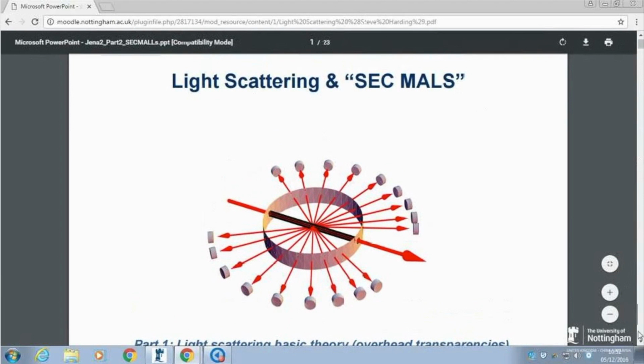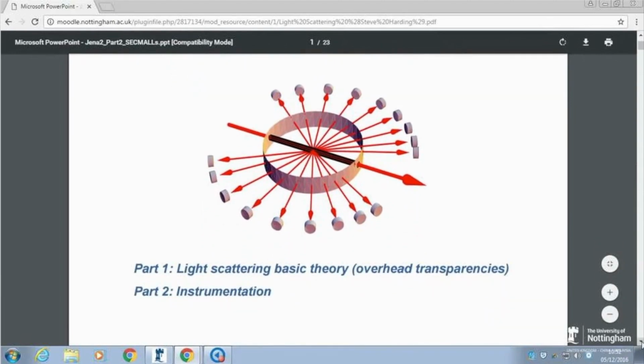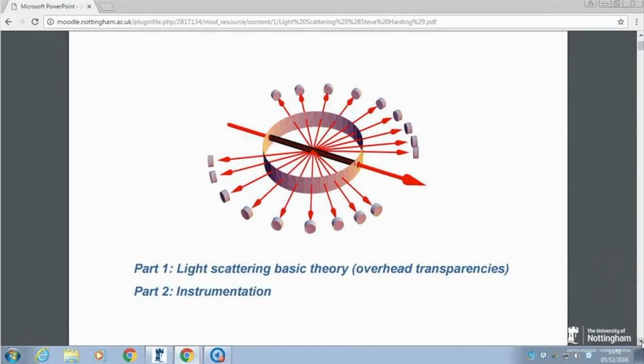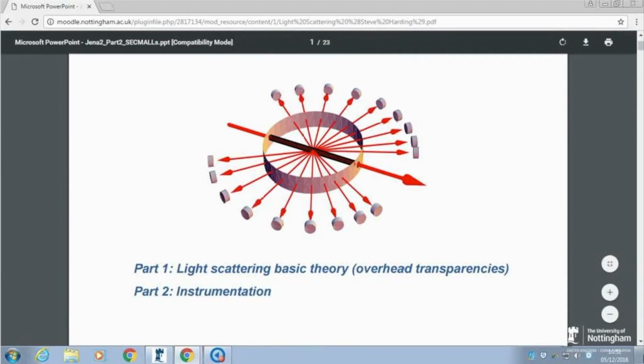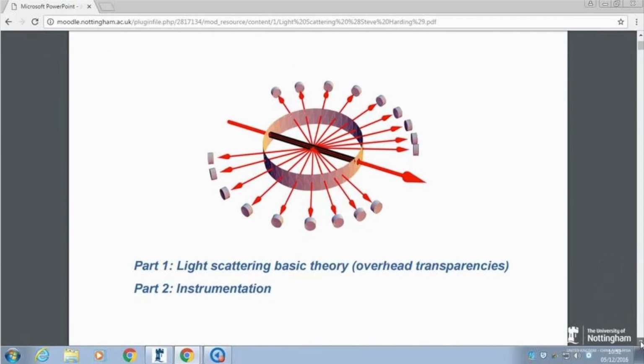So we need to understand how this operates to a limited extent. We don't have to go into great detail, but enough to understand how it works and what sort of molecules you can look at, what the limitations are, and the information that it can give.